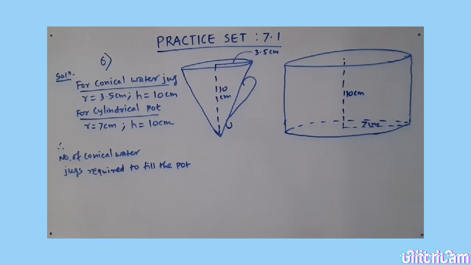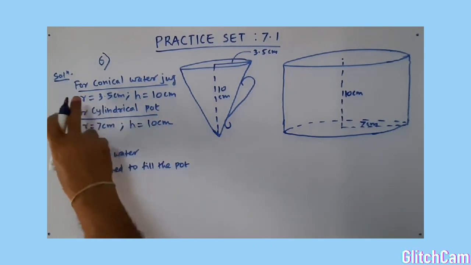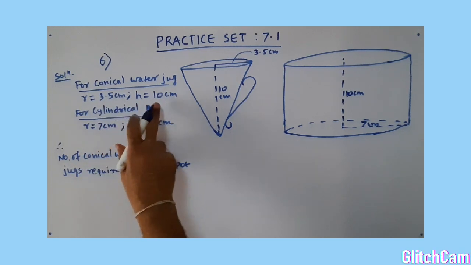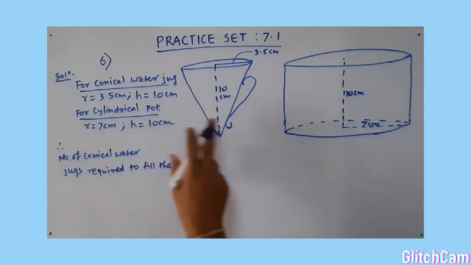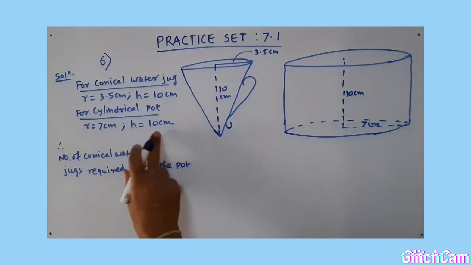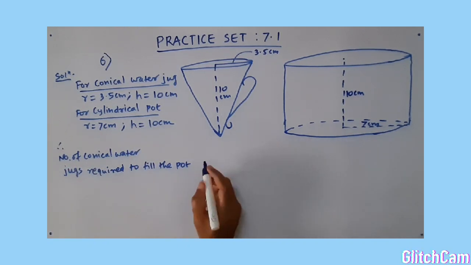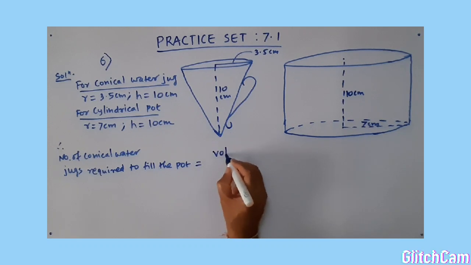Okay? So students, I have written all the particulars in the solution. For conical water jug, we have radius 3.5 centimeter and height 10 centimeter. For cylindrical water pot, we have radius 7 centimeter and height 10 centimeter. Therefore, number of conical water jugs required to fill the pot is equal to, as I said, the big volume divided by the small volume.